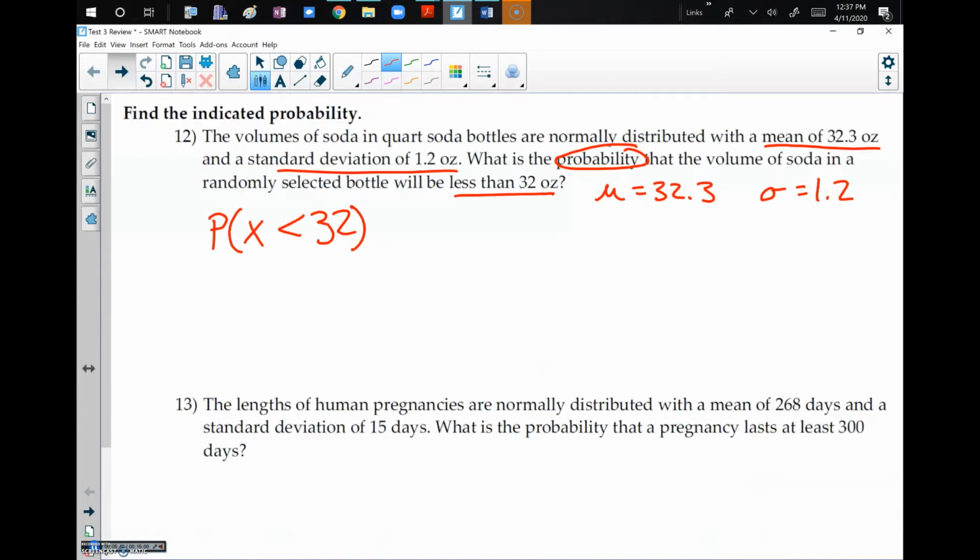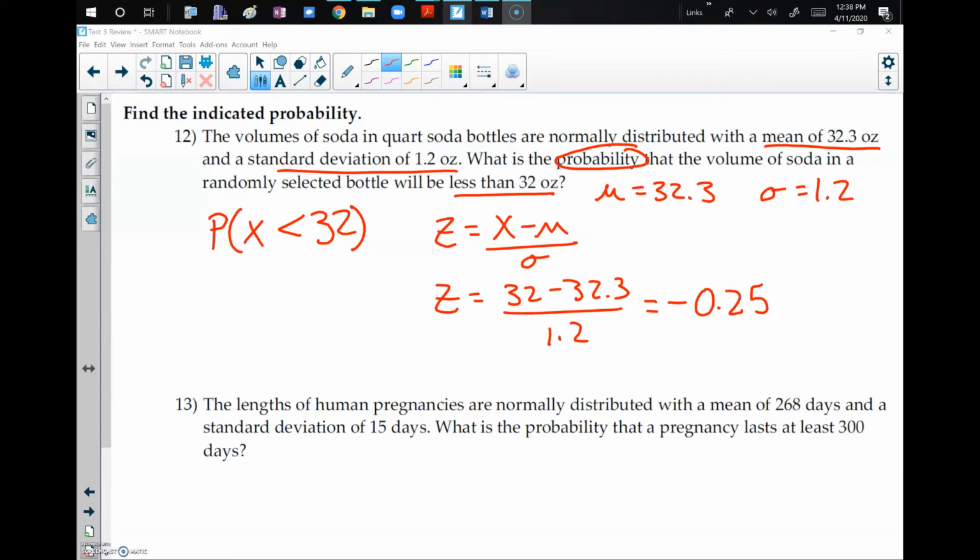So step one, we need to convert our 32 into a z-score. So I'm going to use my formula. It's my data value minus the mean divided by the standard deviation. So I'm going to plug in 32 minus my mean, 32.3, and divide by my standard deviation, which is 1.2. Type that into my calculator, I get negative 0.25.